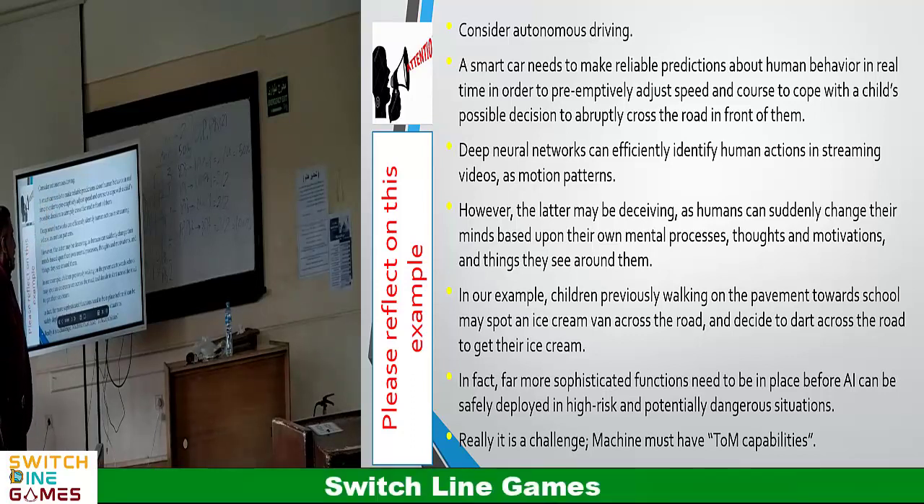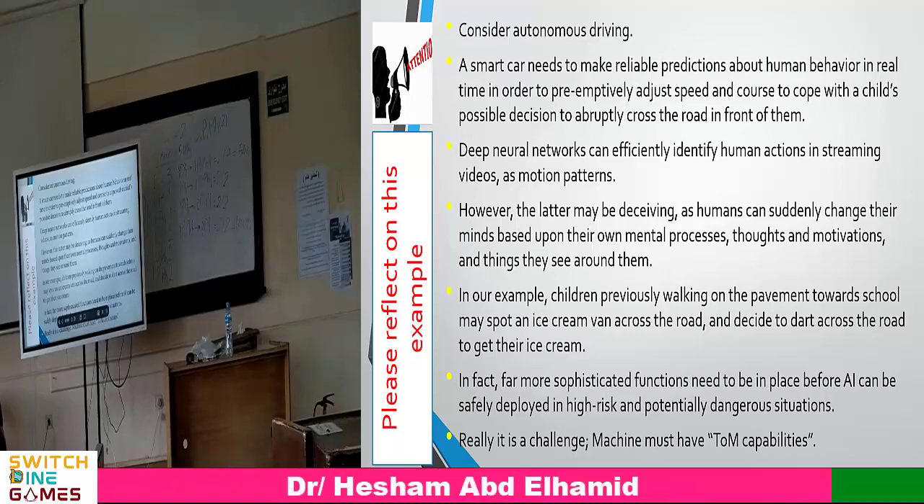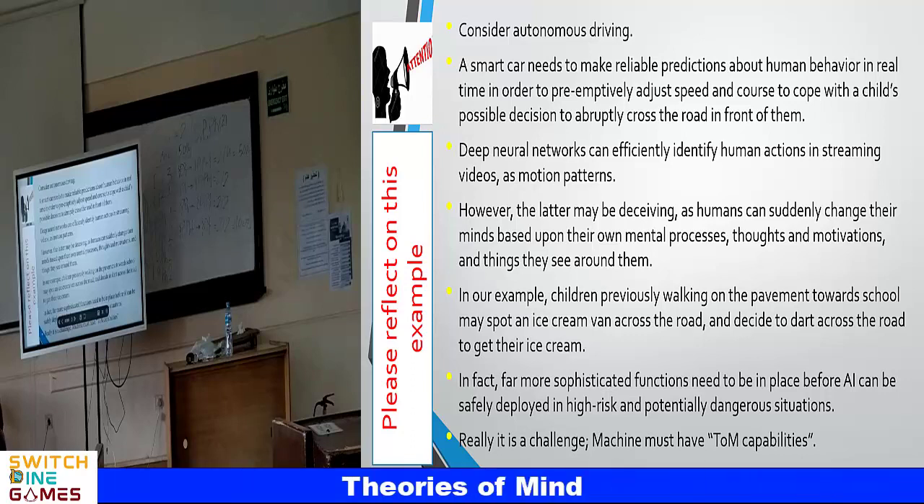Deep neural networks can efficiently identify human actions in streaming videos as motion patterns. You know the idea of computer vision; people will respond and tell me that through this it can do anticipation. No. However, the latter may be deceiving, in which human behavior may deceive the machine.